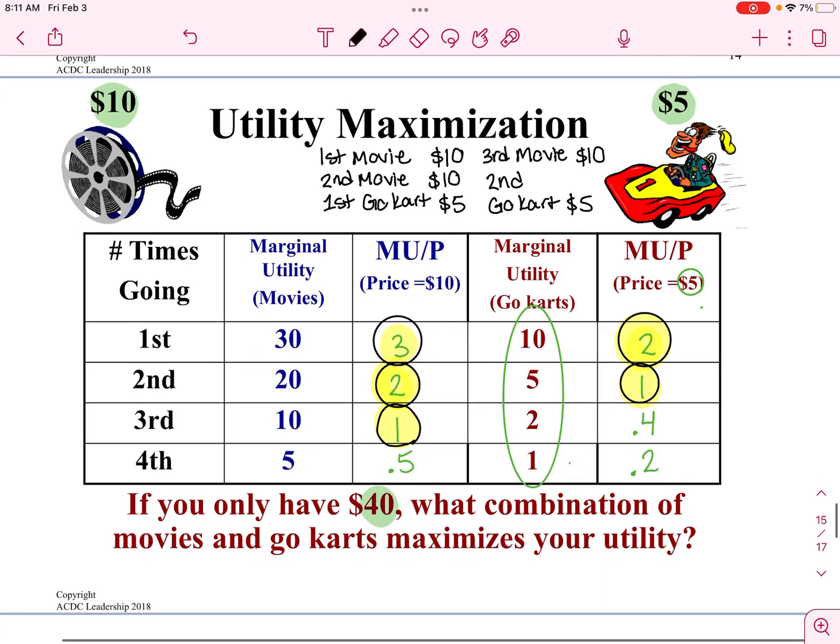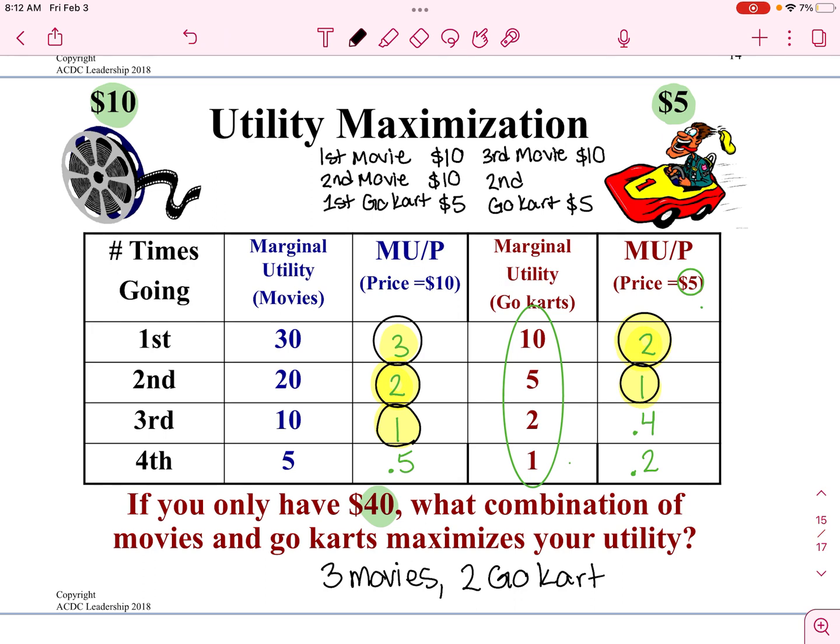That's a grand total of $40. We've spent $40. So we know in order to maximize our utility or our satisfaction, when we're spending $40 and deciding how many movies and how many go-karts we want to go on, we are going to see 3 movies and go on the go-kart 2 times.